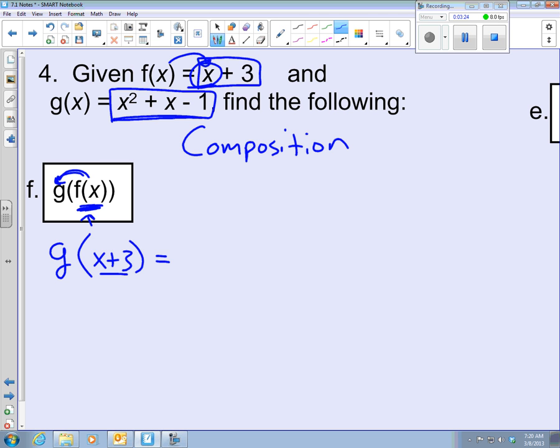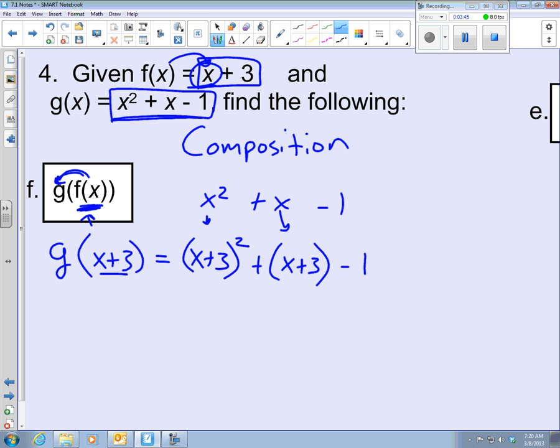So I have x squared. Well, that becomes x plus 3 squared, plus x. Well, that's plus another x plus 3. And finally minus 1. So this used to be x squared plus x minus 1, but all the x's became x plus 3's. So here we go.